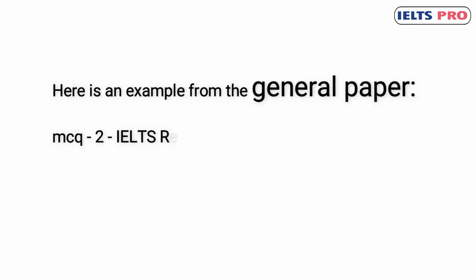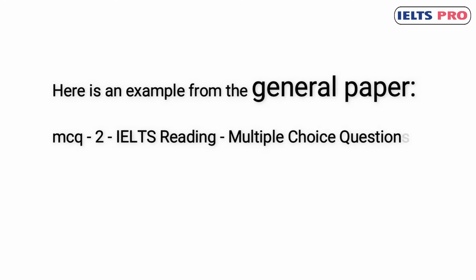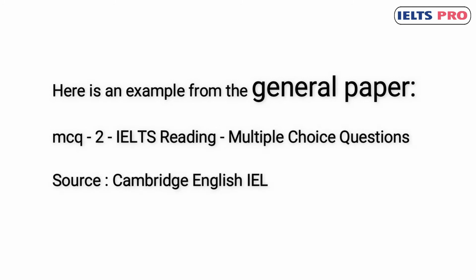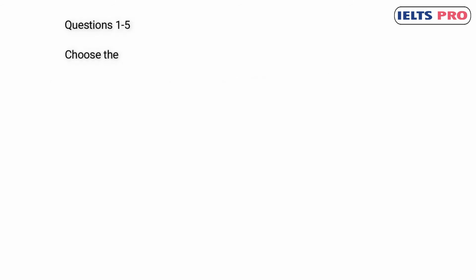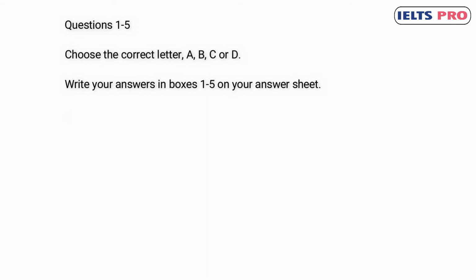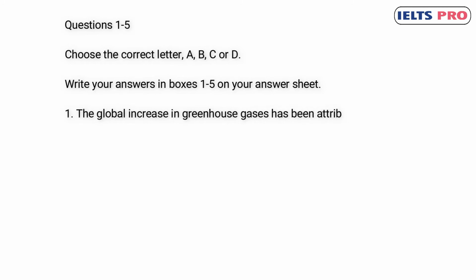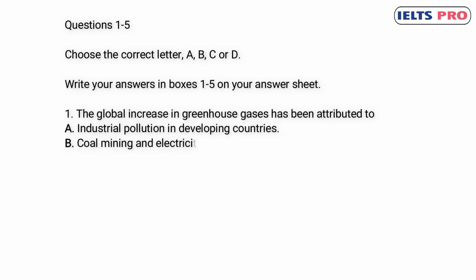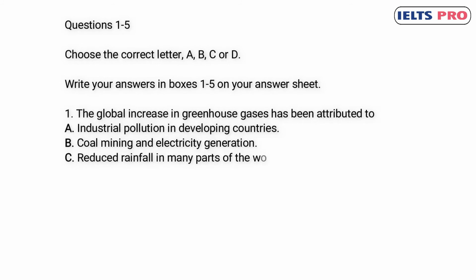MCQ 2, IELTS Reading Multiple Choice Questions. Source: Cambridge English IELTS Past Papers. Questions 1 to 5. Choose the correct letter, A, B, C or D. Write your answers in boxes 1 to 5 on your answer sheet. 1. The global increase in greenhouse gases has been attributed to A. industrial pollution in developing countries. B. coal mining and electricity generation. C. reduced rainfall in many parts of the world.